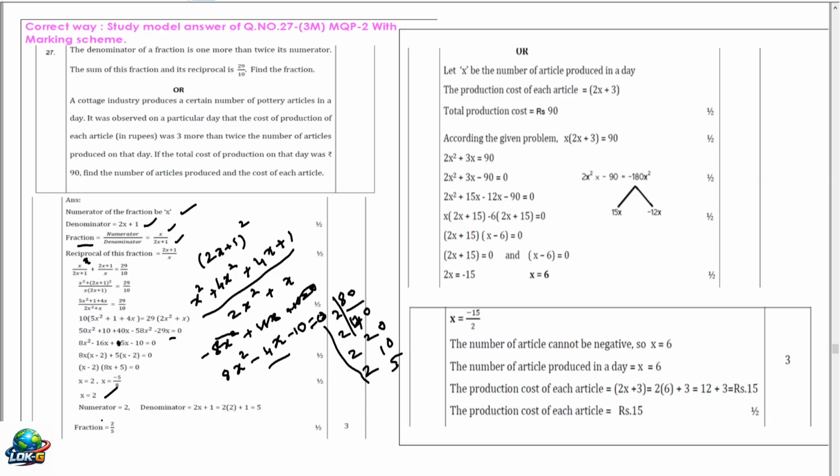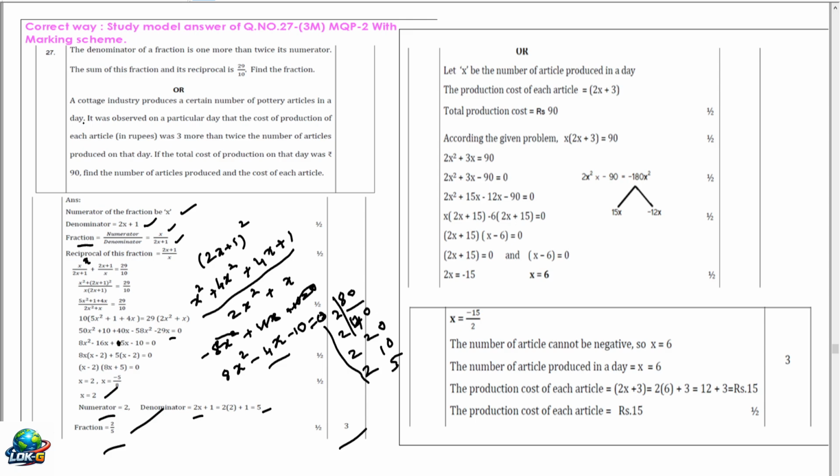And the numerator is 2. If you take the denominator, 2x plus 1 will be 5. Therefore, the fraction is 2 by 5. Very interesting problem, my dear students. Don't consider tough questions. They are interesting questions. Our question is also interesting.